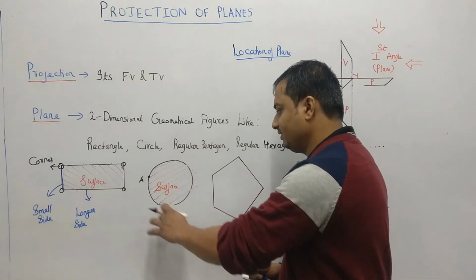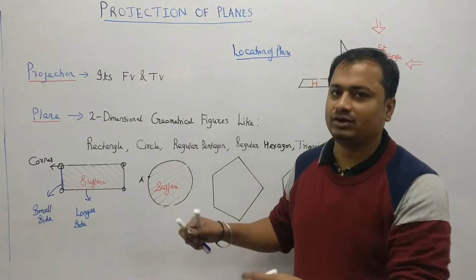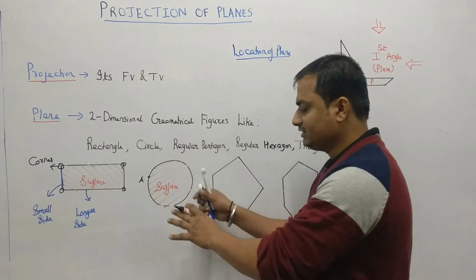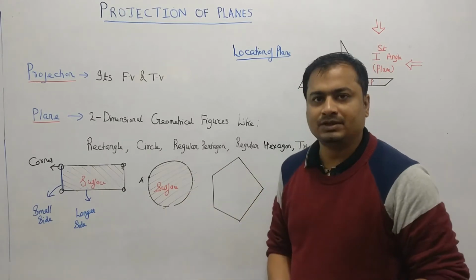So this is the circumference. This is any point, random point on the circumference of the circle, and this is the surface. The red color which I have marked, that is the surface of the circle.